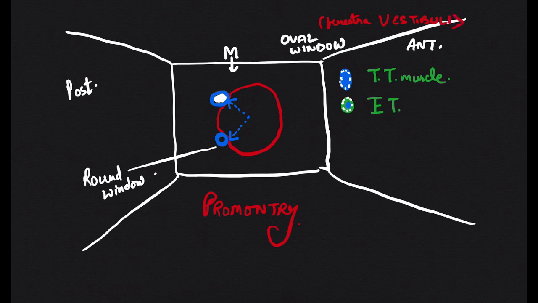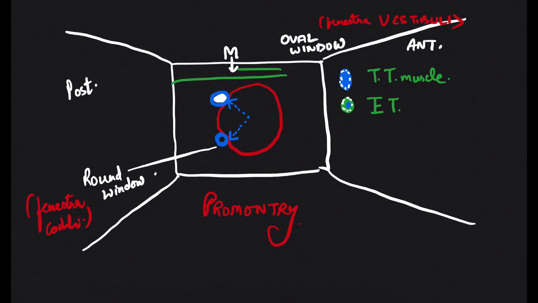And the one which is the round window is also known as fenestra cochleae. Fenestra cochleae. Okay, so these are the two openings. On the medial wall we have seen there is a promontory. Just posterior superior to it lies the oval window, and posterior inferior to it lies the round window.